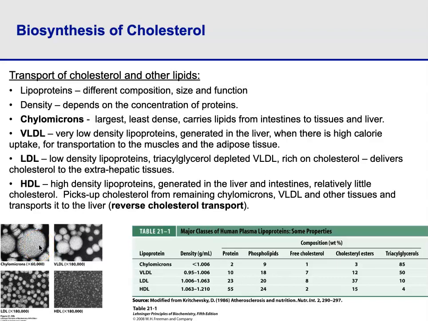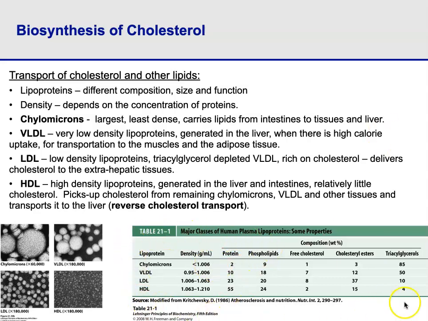Okay, so let's look at the individual particles. Chylomicrons are the largest, least dense, and they carry lipids from the intestines to tissues and the liver. They are the lipoproteins formed in the intestines, and that's how the fat is being transported from the intestines primarily to the liver, but also to the muscles and other tissues.